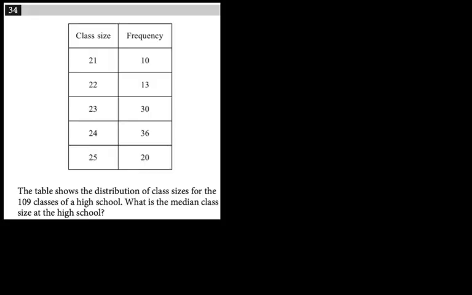All right, 34. The table shows the distribution of class sizes for the 109 classes of a high school. What is the median class size? Median is the middle number. It's not the mean, it's the middle one.